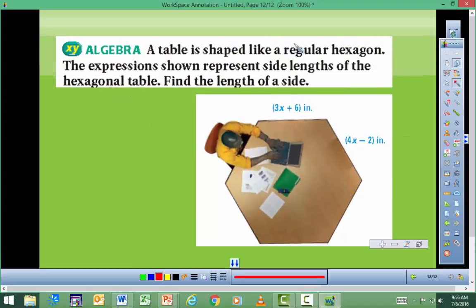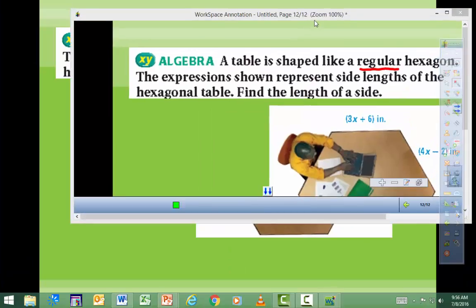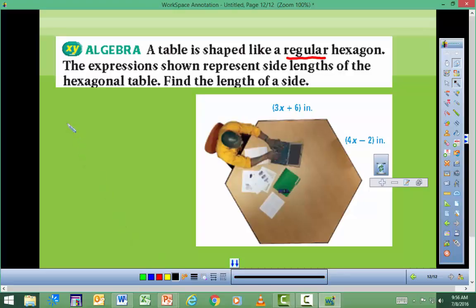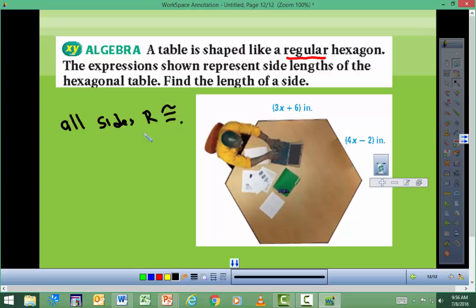On this particular problem, we're told that we have a regular hexagon, and because it's regular, we know there's 2 facts about this regular hexagon. Fact number 1: all the sides are congruent. Okay, that's my texting, writing here, trying to save space and time. All sides are congruent. Well, we also know all the angles are congruent.